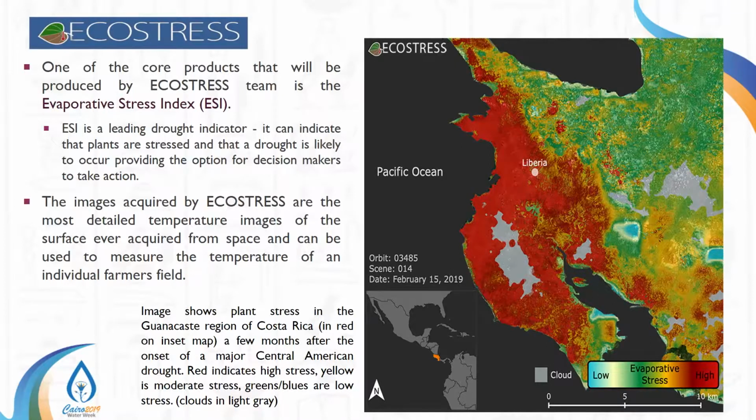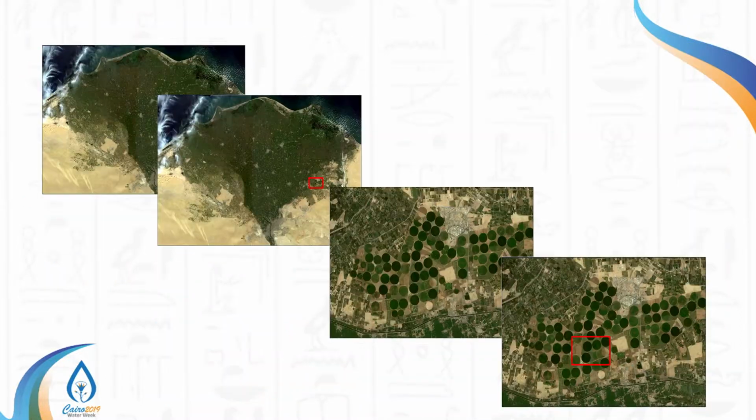One of the very important products from EcoStress is called Evaporative Stress Index, and this is one of the most comprehensive satellite images for detailed temperature for this region, which happens to be in Costa Rica. And you can see the level of the information about the temperature in this image is a very good representation of the stress on vegetation in this area.